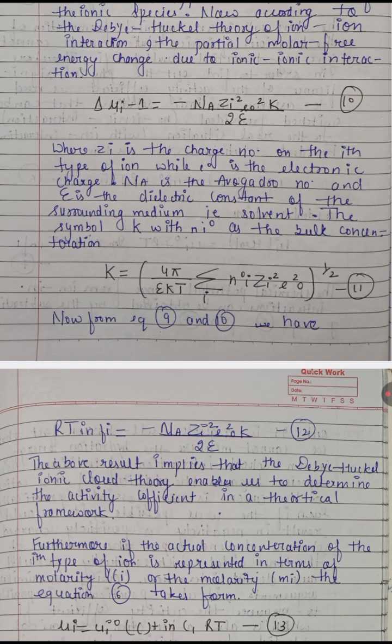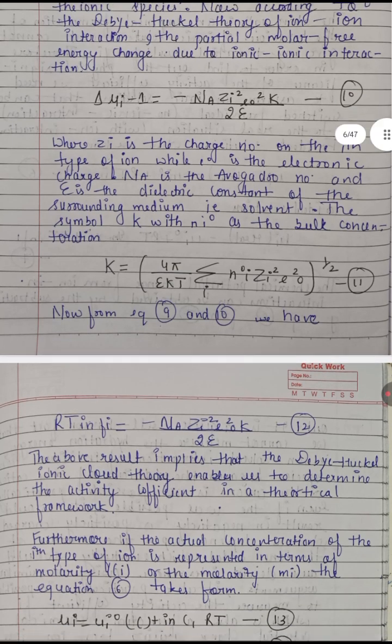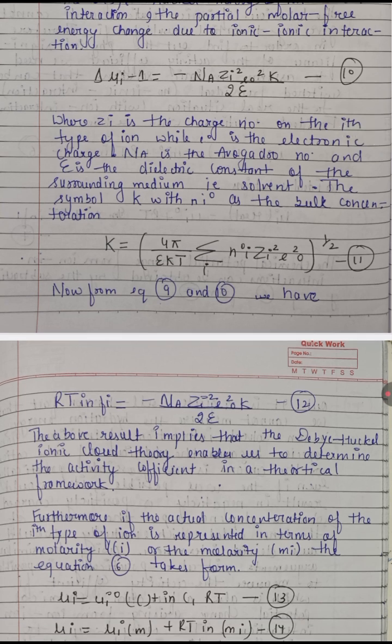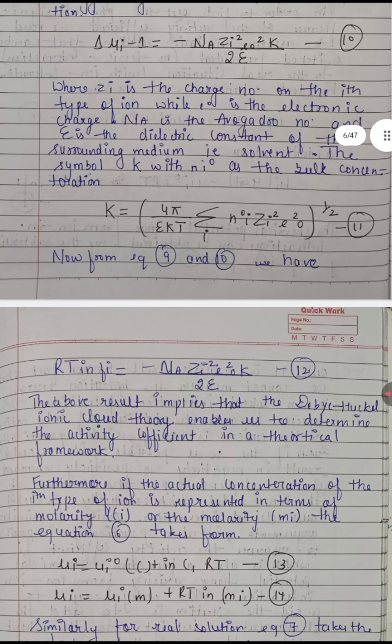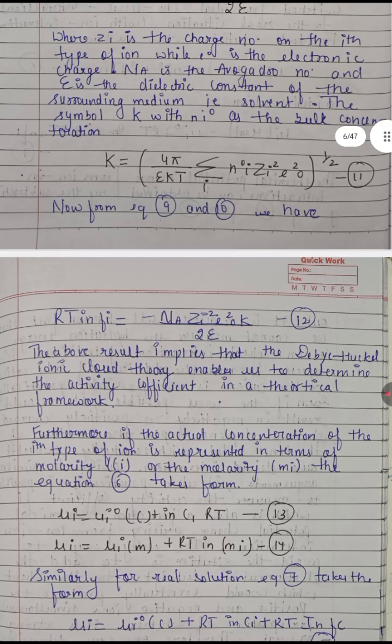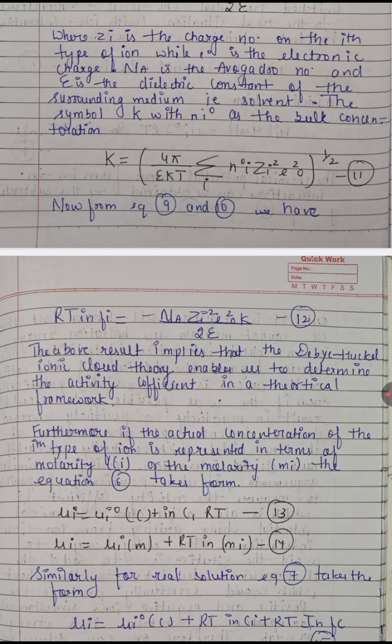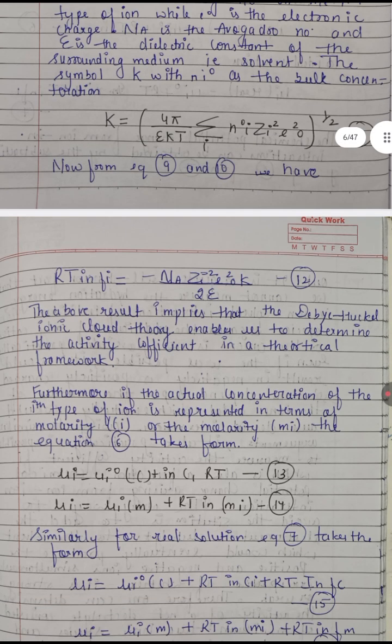Now, according to the Debye-Huckel theory of ion-ion interaction, the partial molar free energy change due to ionic-ionic interaction, that is del mu i minus 1, equals minus Na, which is Avogadro number, Zi square e naught square into kappa divided by 2 epsilon, equation 10, where Zi is the charge number on the ith type of the ion, while e naught is the electronic charge, Na is the Avogadro number, and epsilon is the dielectric constant of the surrounding medium, that is solvent.